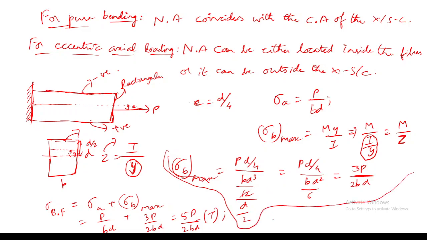And what will be the total stress at the top fiber? Minus P by 2BD. Yes, minus P by 2BD, which means sigma A minus sigma B, because sigma B max is compressive. So when you put this in, the value will be minus P by 2BD.